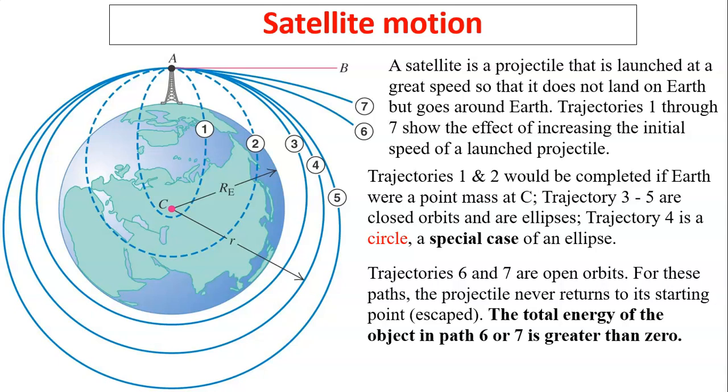On the other hand, trajectories 6 and 7 are open orbits. For these paths, the projectile never returns to its starting point. They escape. The total energy of these two projectiles in paths 6 and 7 is greater than 0.